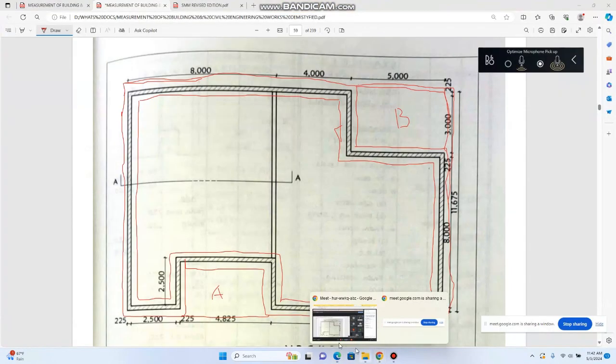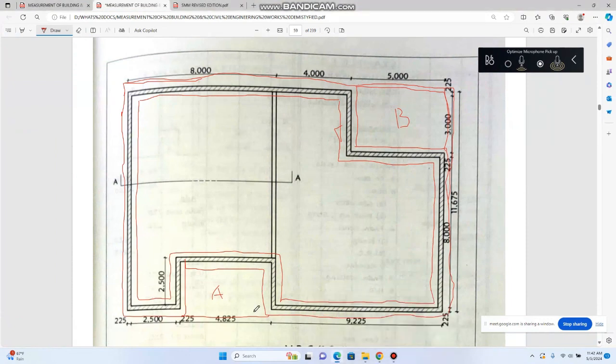We deduct 450 from 4825. Yes. So we shall take 4825, deduct 225 on this side and 225 on this side. Right? Okay. Yes.